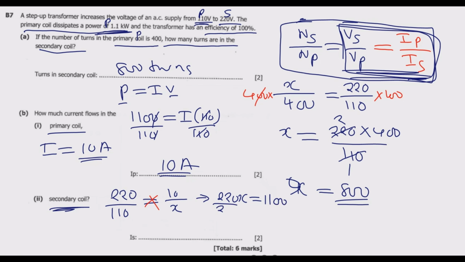Then we divide by 220 to find x. So 11 into 11 is 1, so on top we have a 10. 11 into 22 is a 2. 2 into 10 is 5. So we have 5 amps as equal to x. So the current in the secondary coil is 5 amps. Remember, this formula is very, very important. This is how you answer question B7 to get the 6 marks.